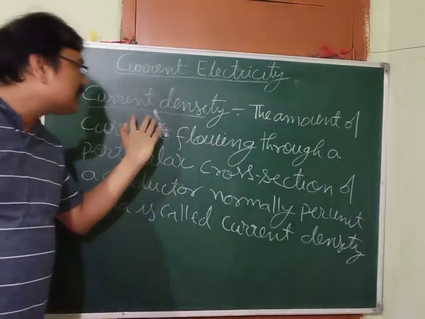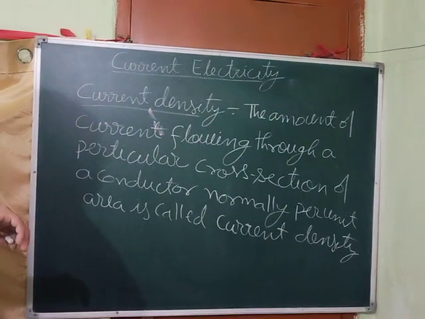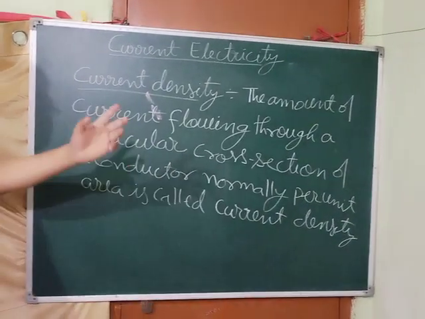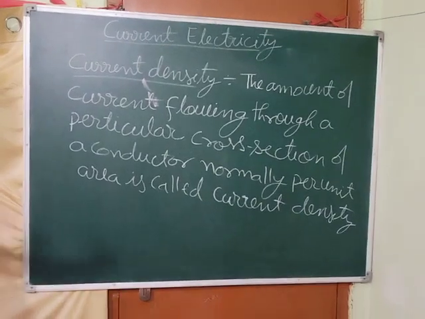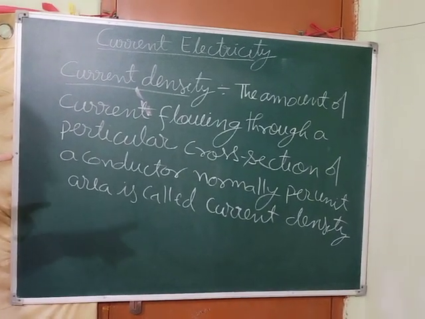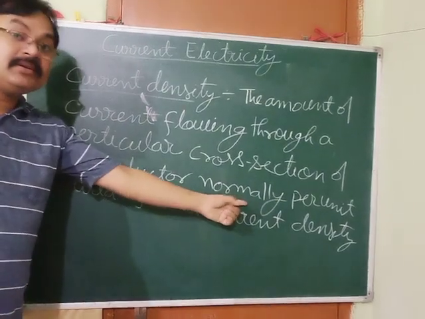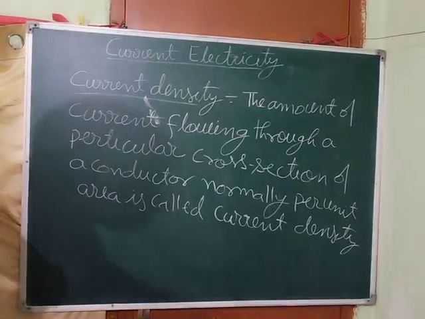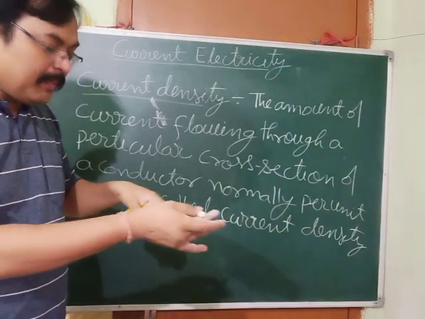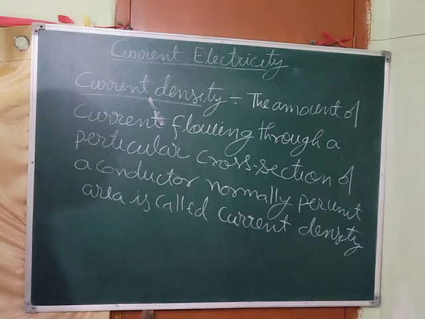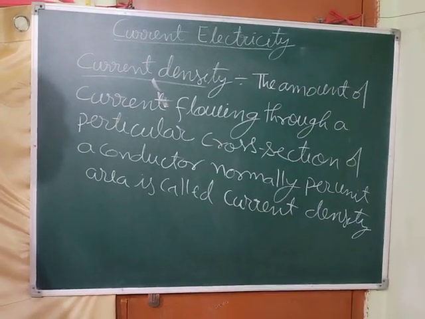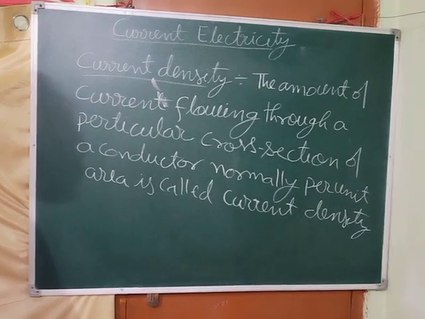So today's topic is current density. Now what is this current density? See, the definition is written. You can note it down. The amount of current flowing through a particular cross section of a conductor normally, this is important, normally, means perpendicular to the area of cross section. If this is the area of cross section, then the current should go normal, perpendicular to this, per unit area. Normally per unit area is called current density. Full stop.